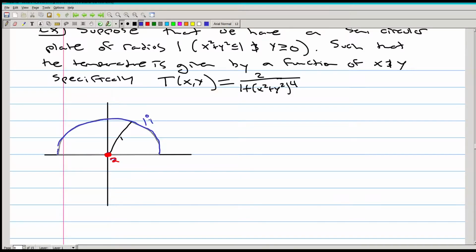That's 1 degree. We'll use just degrees Fahrenheit. 1 degree Fahrenheit on the boundary, 2 degrees Fahrenheit at the origin right here, and then as we move throughout the plate, the level curves are circles, so the temperature of the function is gradually decreasing from 2 to 1 as we move throughout this plate right here.